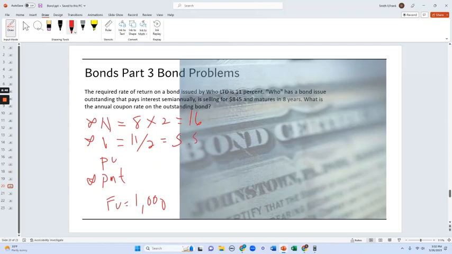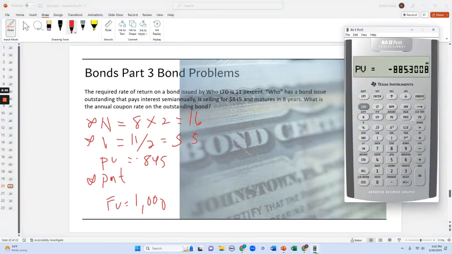They'll expect 5.5%. And we know that the present value is selling for $845. Keep in mind, if you don't put a negative in front of here, you will get an error 5 on your calculator. So when you put that in, we'll actually be able to calculate the payment.